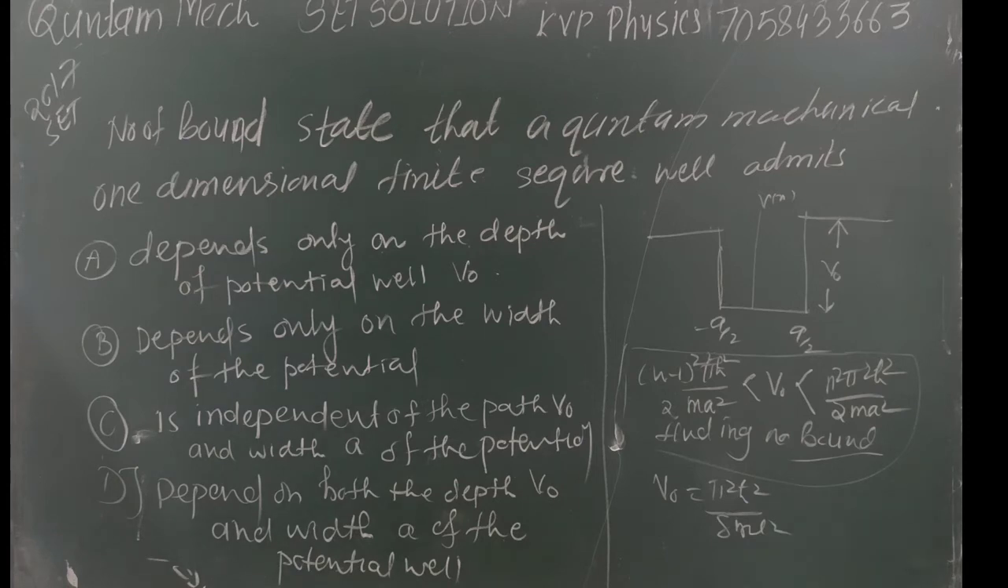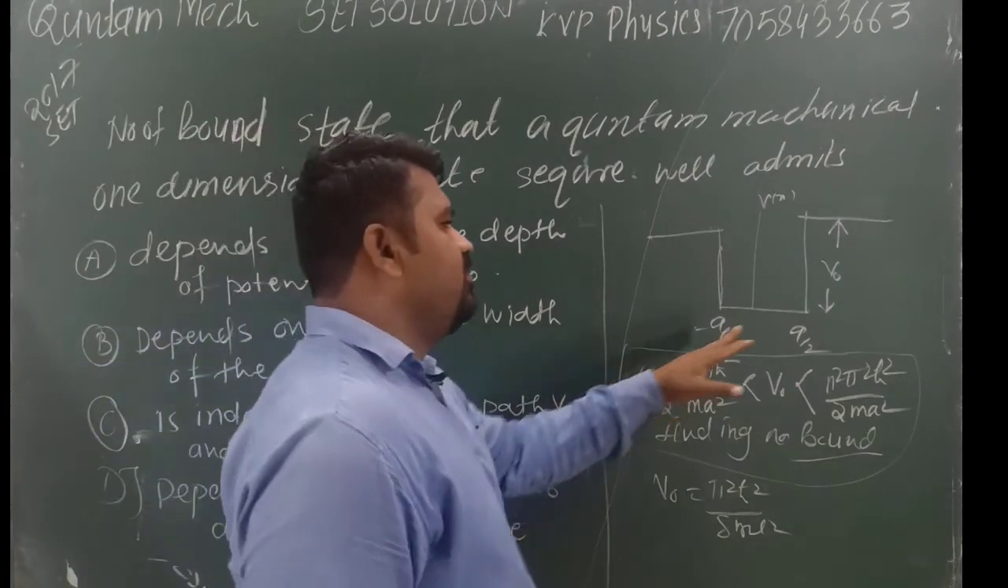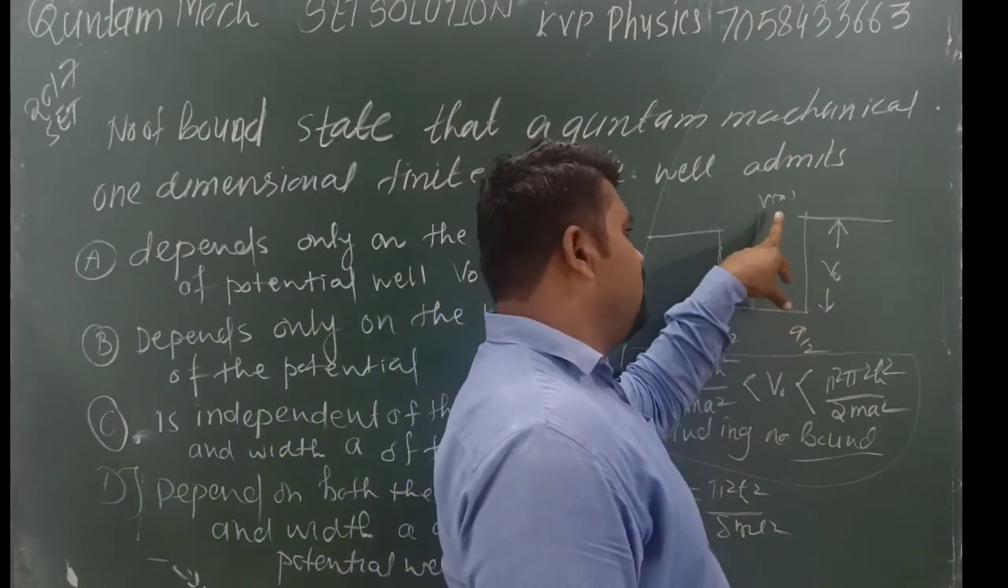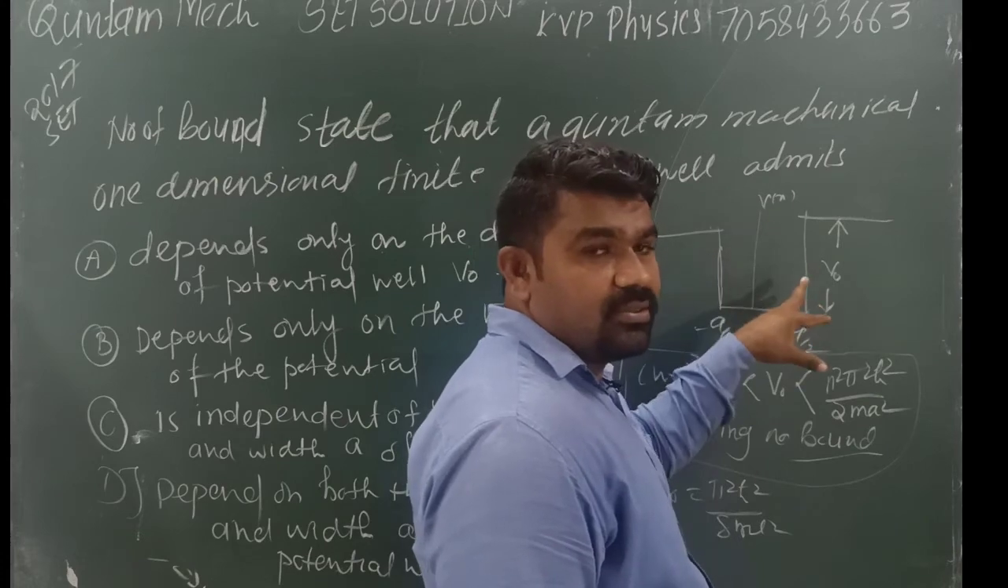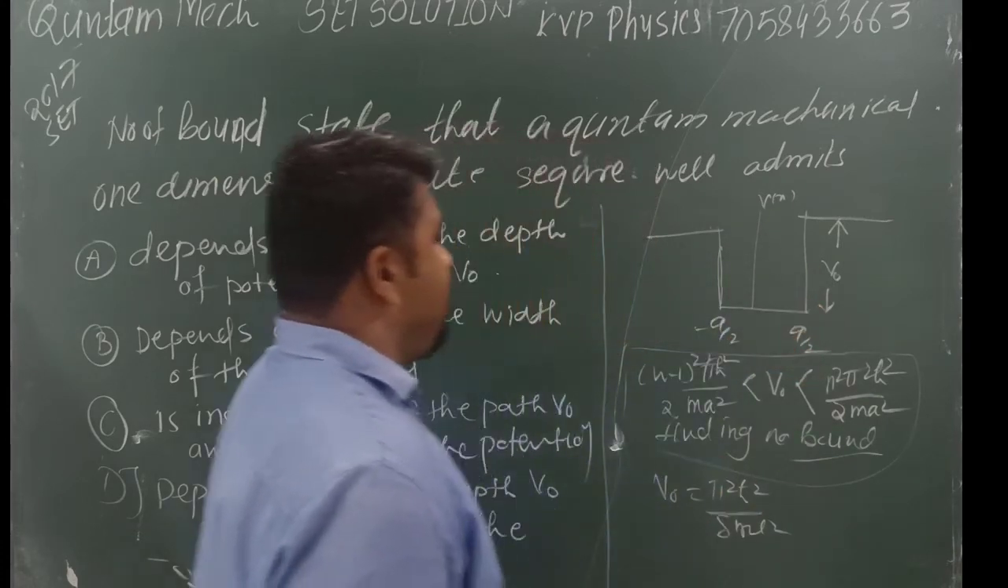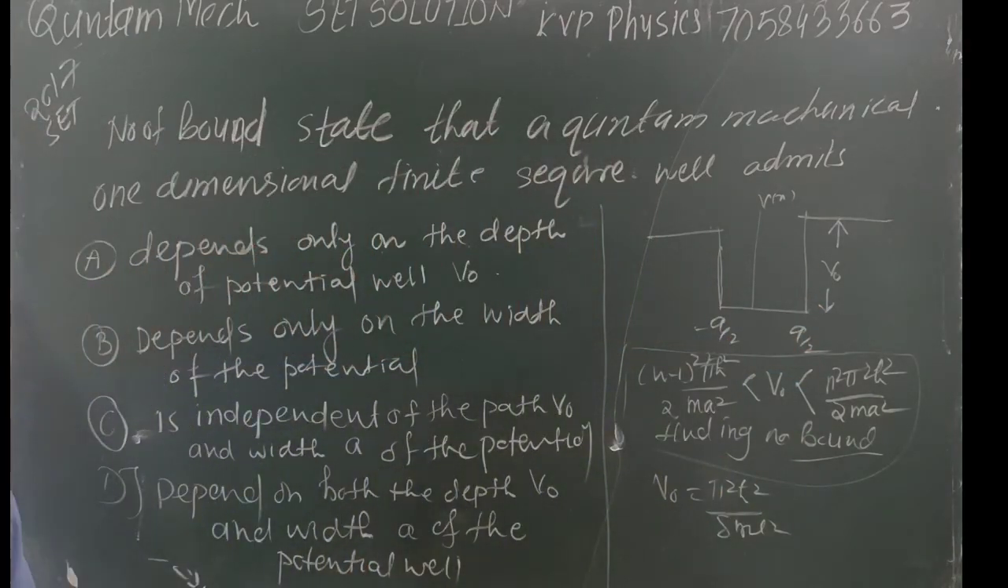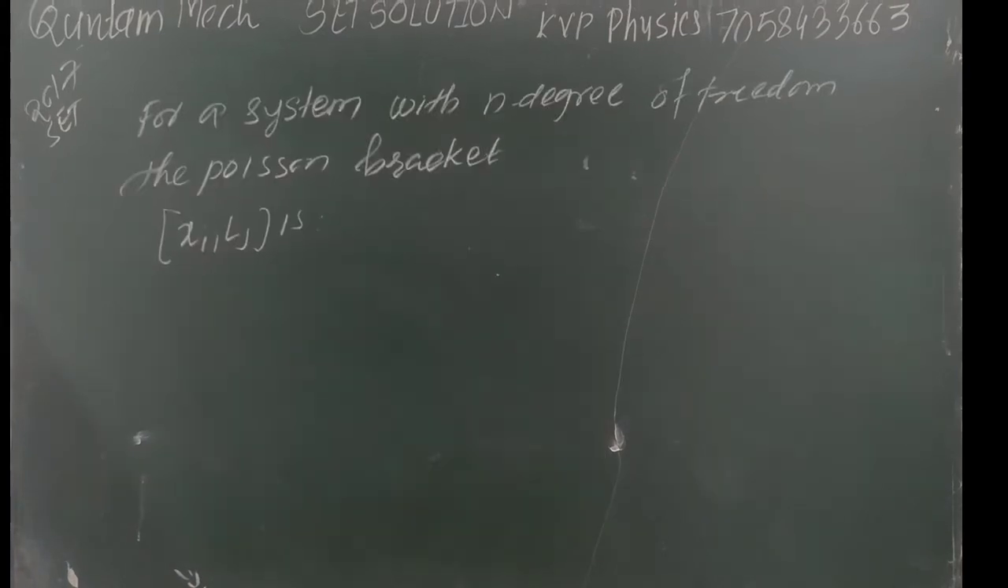Yes or no? Suppose a particle is present inside this potential well. This height will be changed, the nature of the wave function will be changed. If your depth is changed, the number of bound states also changes. Yes or no? So the number of bound states depends on the width as well as the depth.